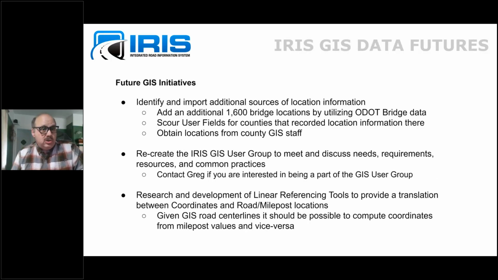So some of our future GIS initiatives that we're looking at is, first of all, to try to identify some additional sources of location information. For example, I could add an additional 1,600 bridge locations by using the ODOT bridge data. They have the latitude and longitude for all the bridges, and I can make a correlation between that data and what we have in IRIS. I'm also planning on scouring through the user fields for counties, because I noticed that some counties will put GPS locations in user 1 or user 2, those types of things. And I'm also very interested in obtaining location information from your county GIS staff.